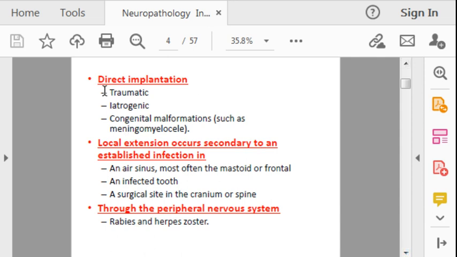Also, direct implantation may occur due to trauma, or can be iatrogenic, or can be due to the presence of certain types of congenital malformations, for example, meningomyelocele. Local extension occurs secondary to an established infection in an air sinus, most often the mastoid or frontal, or an infected tooth, or a surgical site in the cranium or the spine.